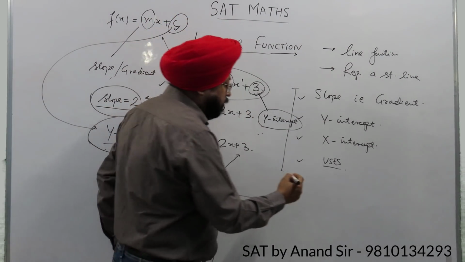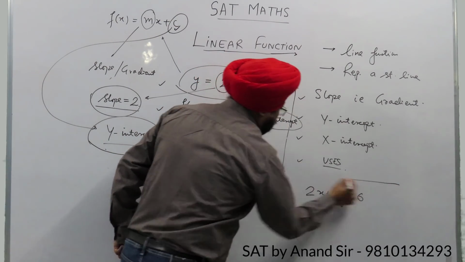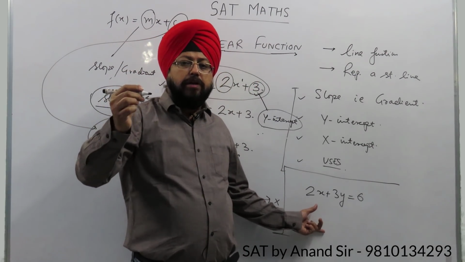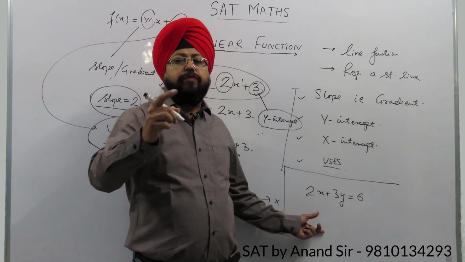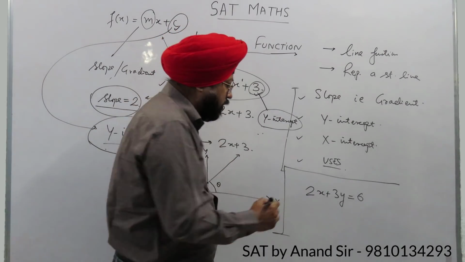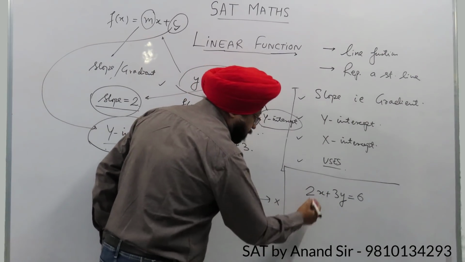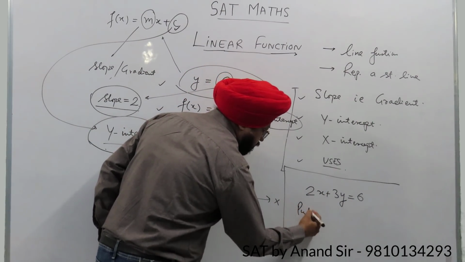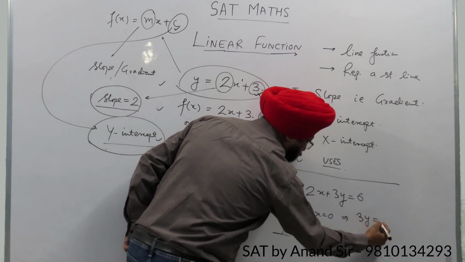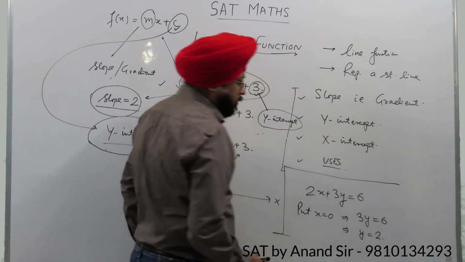If I am given a simple equation like 2x plus 3y equals 6, and I am asked what is the y-intercept? Y-intercept means the point where it cuts the y-axis. On the y-axis, do you know what is the value of x? Yes, the value of x is 0. So to find the y-intercept, I can put x as 0. Putting x equal to 0, I get 0 plus 3y, so 3y equals 6, which implies y equals 2. So here the y-intercept is 2.